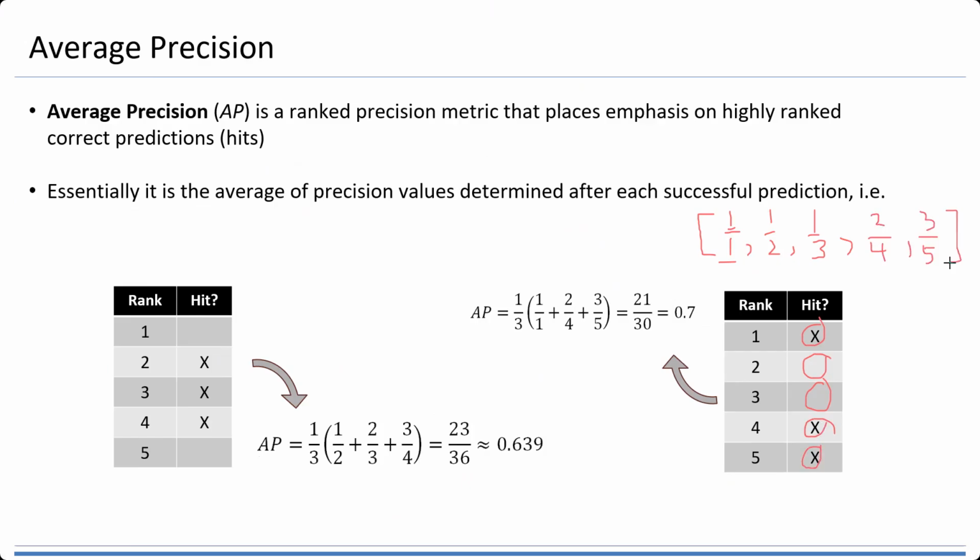So we can calculate 1 divided by 3, because 3 items have been hit. The average precision takes position 1, which is 1 divided by 1, position 4, which is 2 divided by 4, and position 5, which is 3 divided by 5. Then we get an average precision of 0.7.